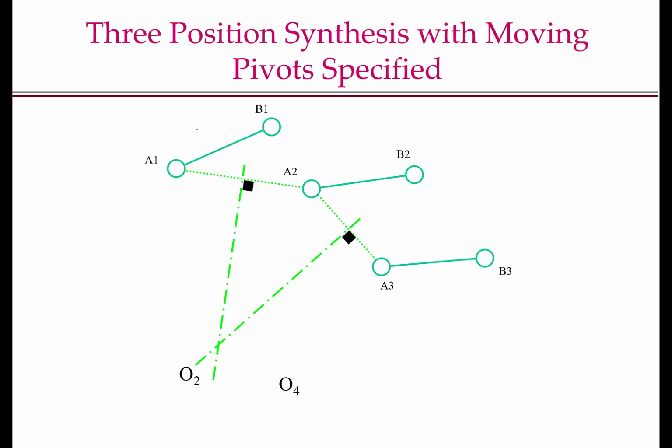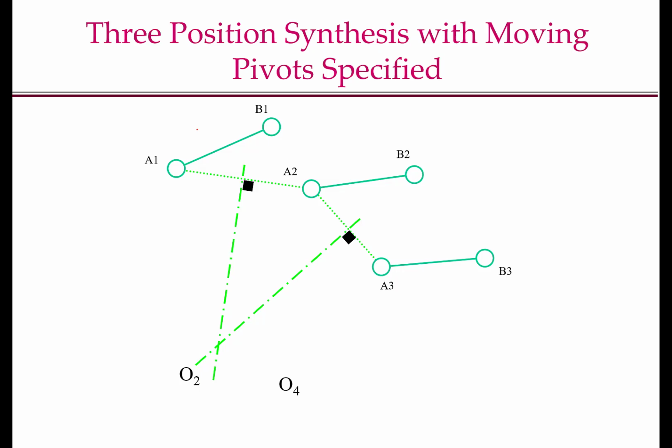Because note that A1, A2, A3 are the positions of the moving pivot as the mechanism moves. So they have to lie on a circle that is centered at one of the fixed pivots. If you know 3 points on a circle, then by elementary geometry, the perpendicular bisectors of A1, A2 and A2, A3 intersect at the center.